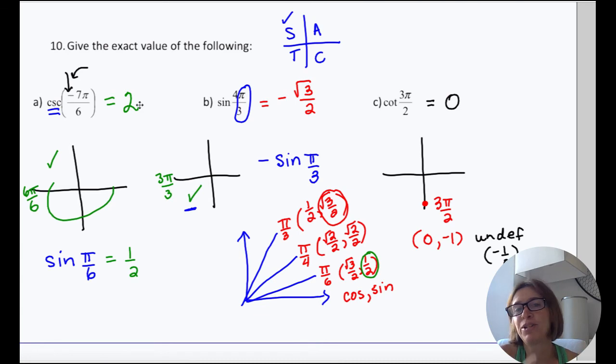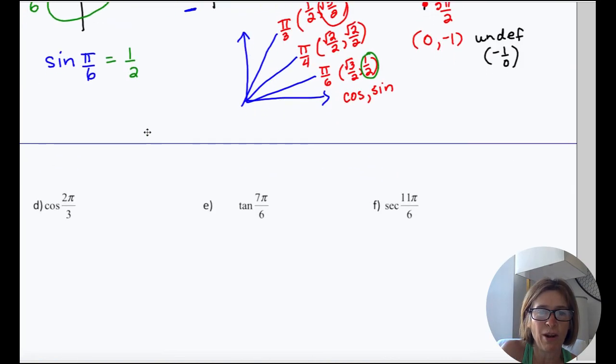So again, I always do it in terms of sine, cosine, and tangent, and then I flip it because it makes it much easier and I don't have to memorize another set of values. Okay, so let's do a couple more.